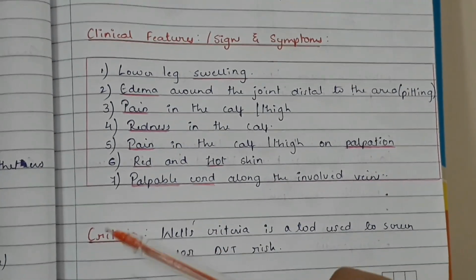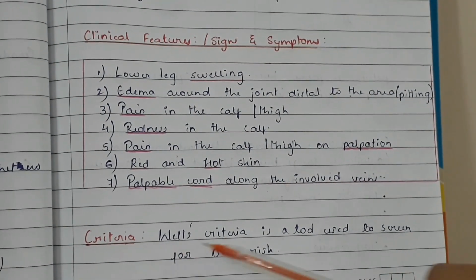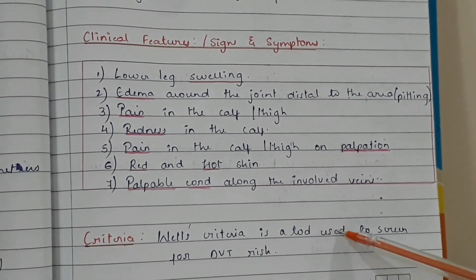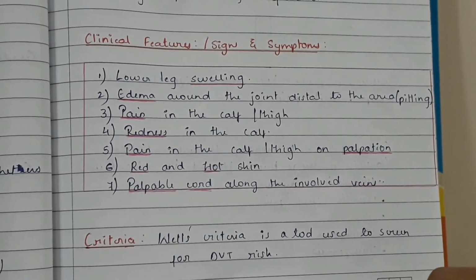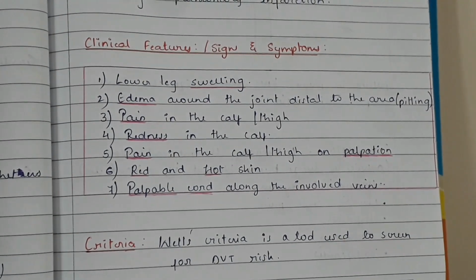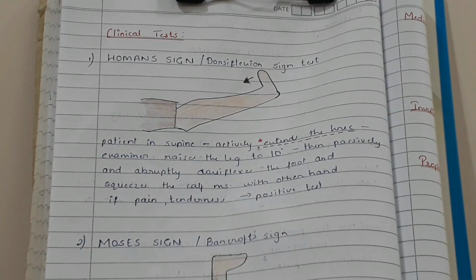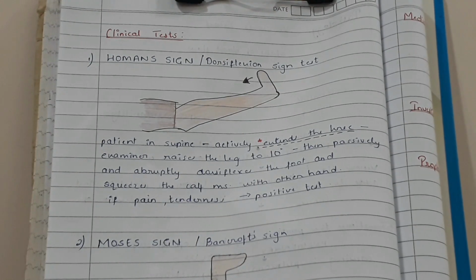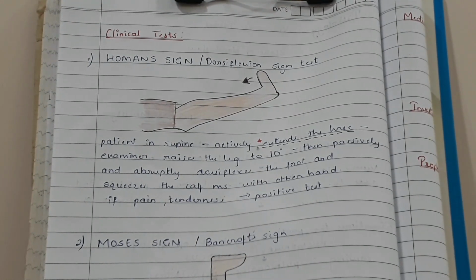Now we have the criteria for DVT. Wells criteria is a tool which is used to screen for DVT. These are the two special tests or the clinical tests which are used in deep vein thrombosis.